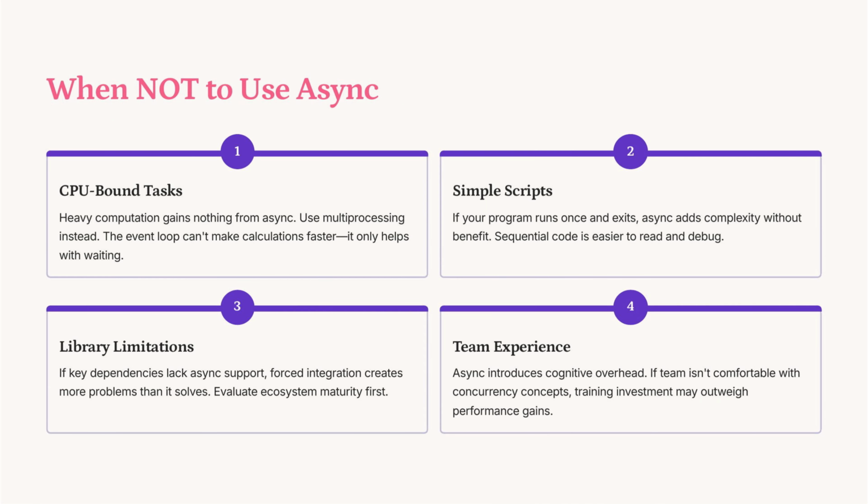Avoid async for CPU-bound tasks. Use multiprocessing instead. Async doesn't speed up calculations, only waiting. For simple scripts, async adds unnecessary complexity. If key libraries lack async support, forced integration can be problematic. Consider team experience. Async requires understanding concurrency, which may demand significant training.